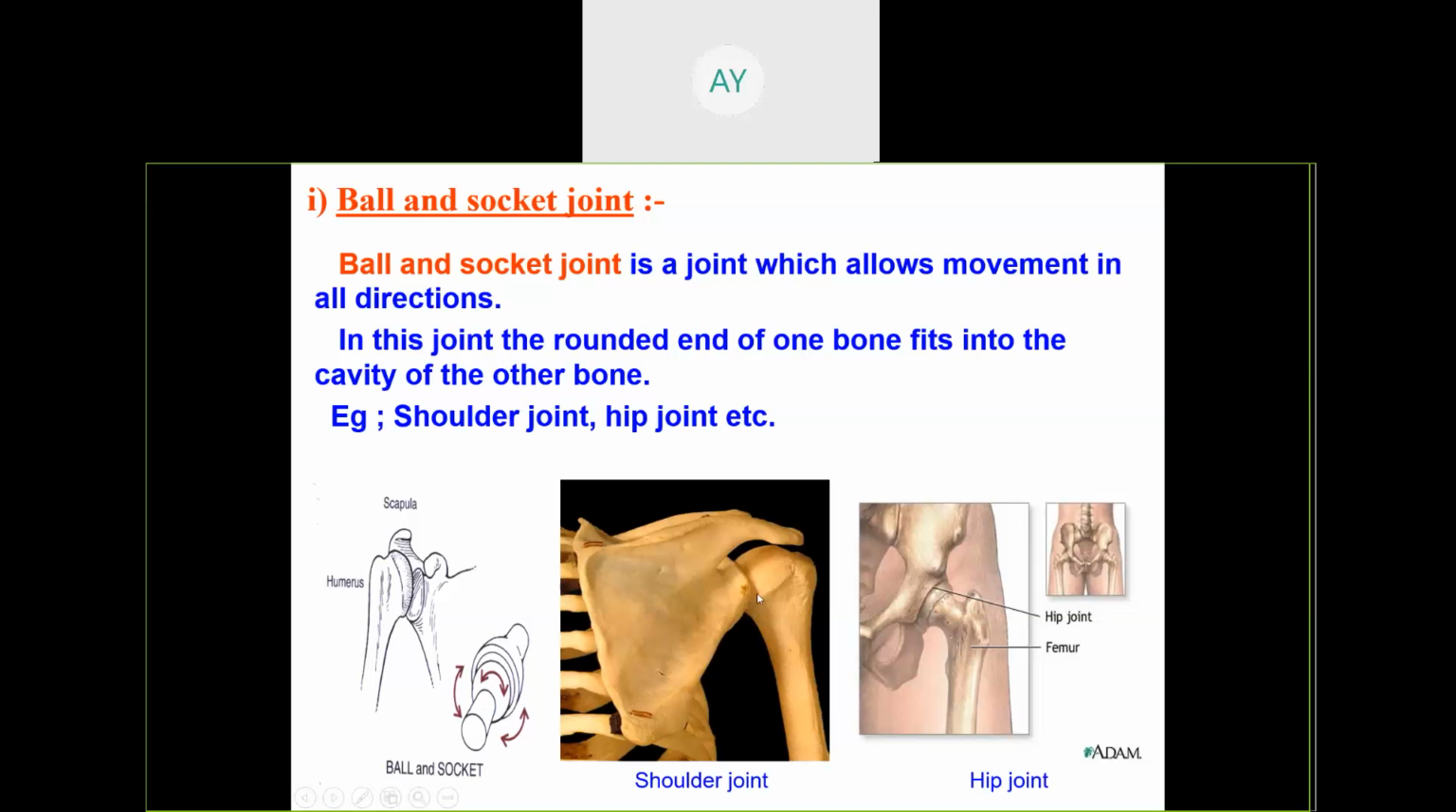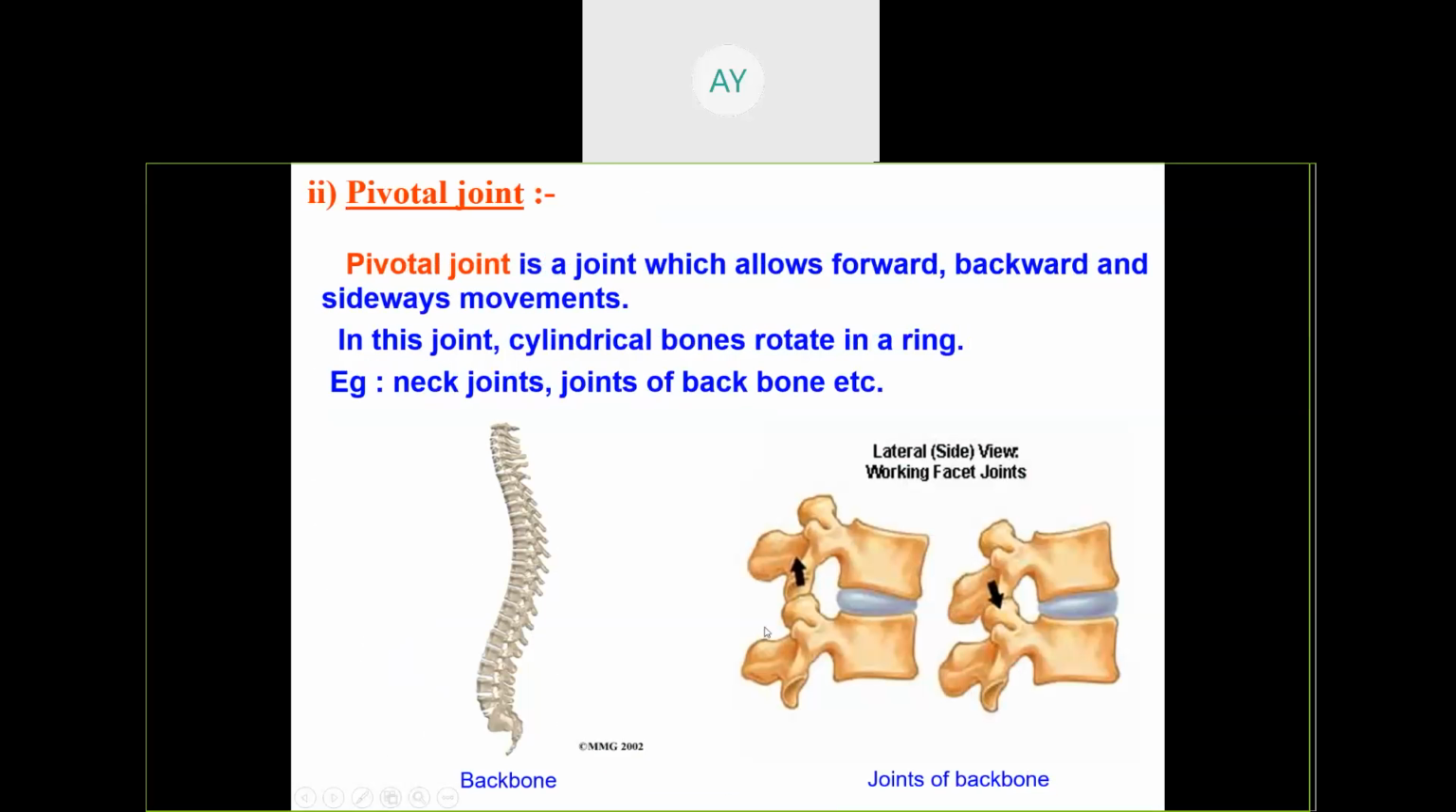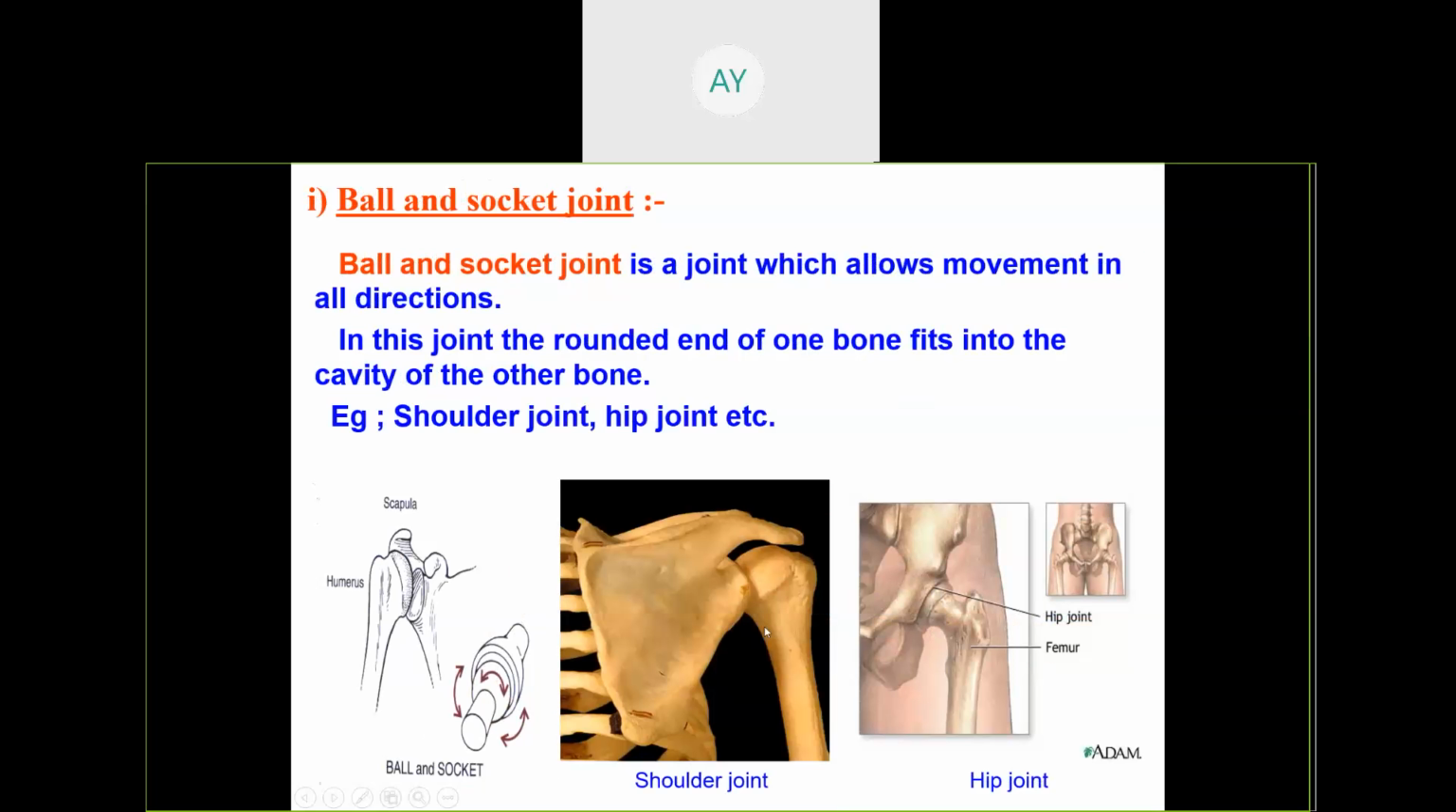It can rotate, that bone can rotate in all directions, due to which we can give movement in all directions. So this is the example of a ball and socket joint.